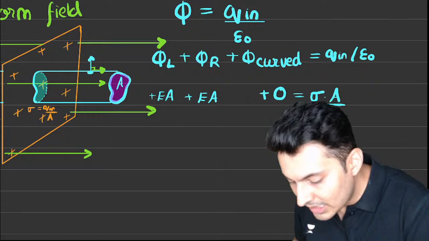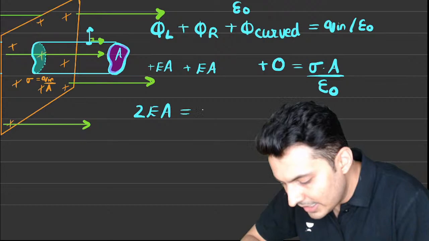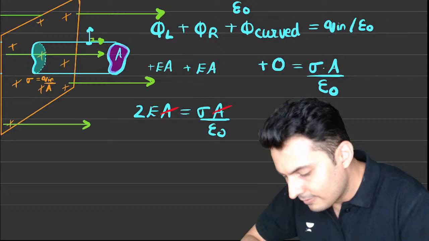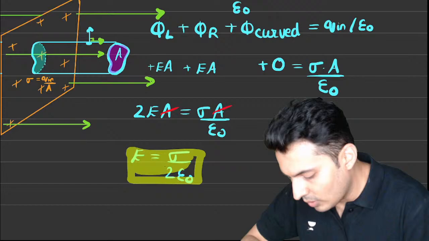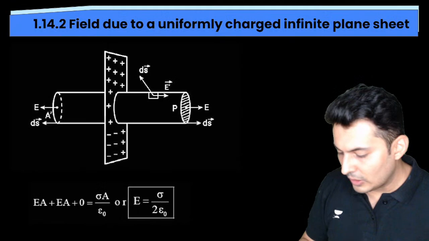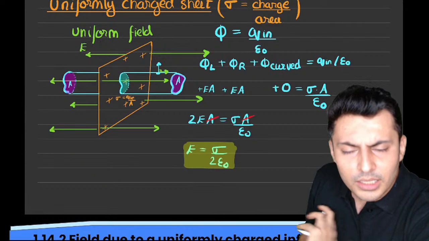Very good. So this will become 2 times EA equals sigma A by epsilon naught. Area will cancel. Hence the electric field will be sigma by 2 epsilon naught. That is my final answer. Exactly what I wanted. This is how the derivation is done. Beautiful derivation: sigma by 2 epsilon naught for a charged sheet. I have done the derivation in a very beautiful, simple manner, explaining each and every step.